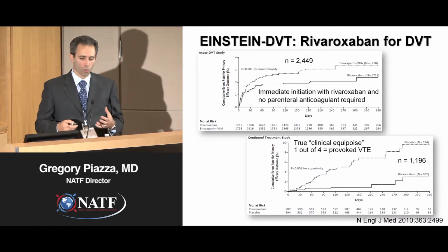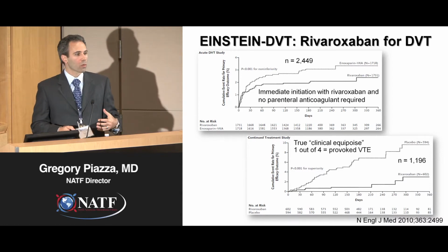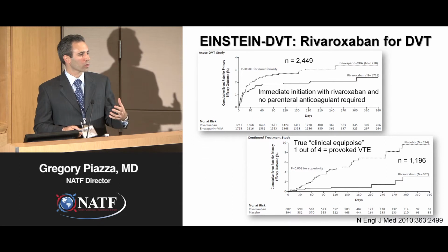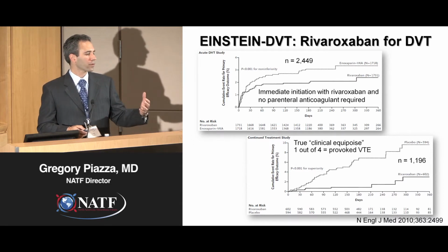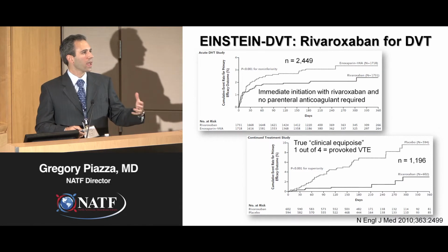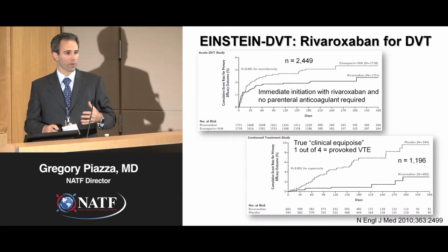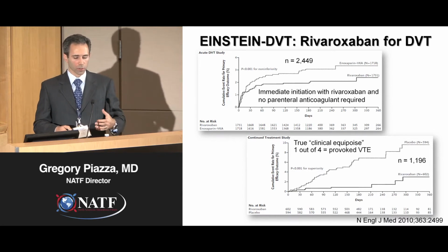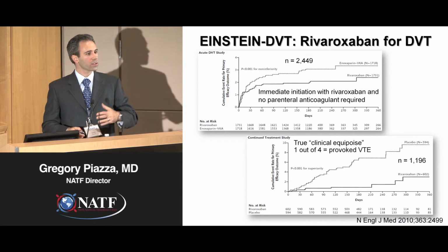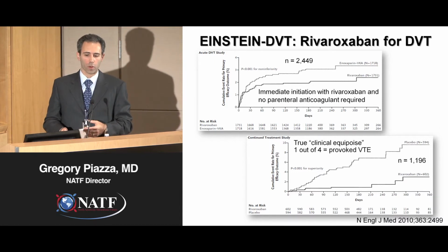And then they did something called a continued treatment study where they took patients where the clinician was worried that the risk of having another blood clot might be high after stopping anticoagulation after the usual 3 to 6 months. And they continued patients in a randomized fashion to keep on rivaroxaban or to go on to placebo. And they found that if you continued rivaroxaban, you markedly reduced the risk of recurrent venous thromboembolism.